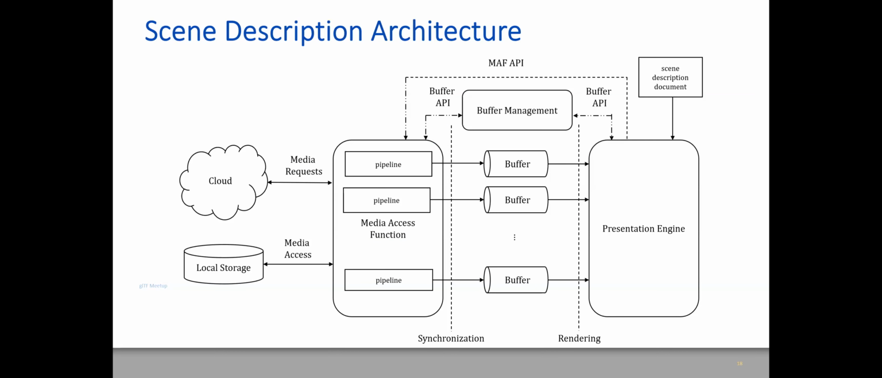If we look at the more detailed interface between the presentation engine and the media access function, which is the bulk of the specification that was developed by MPEG, you will not find that in the MPEG extensions registry in Khronos, actually. This is documented in detail in the ISO specification 23090 part 14. It defines this architecture, and defines the interfaces, the APIs that we talk about here, like the media access function API and the buffer API.